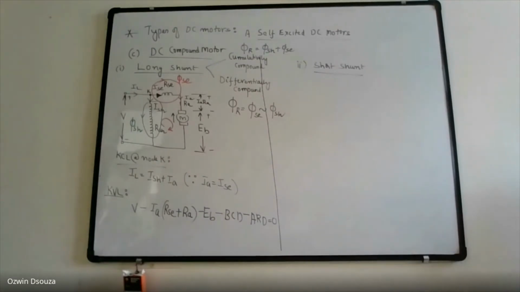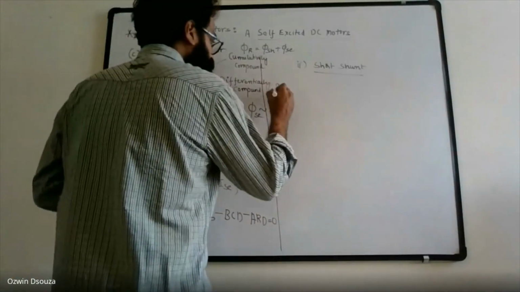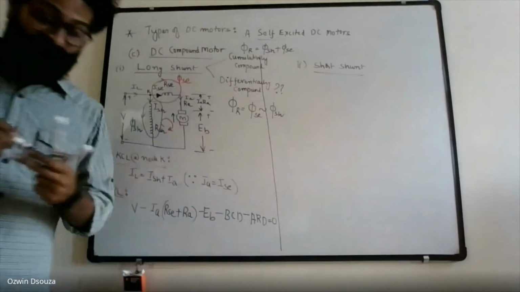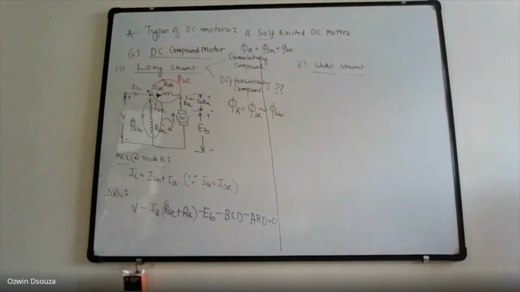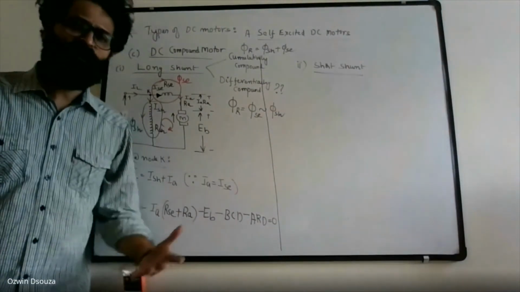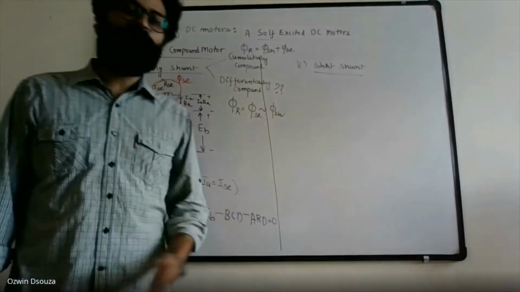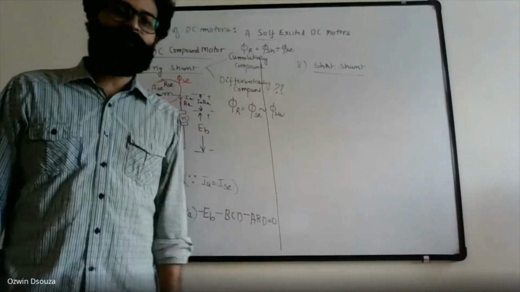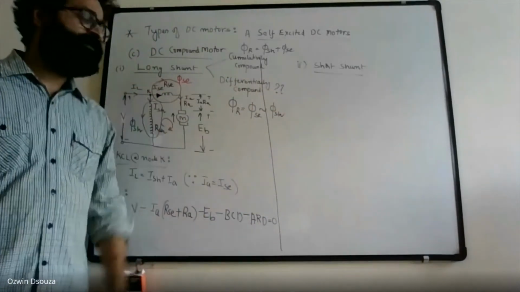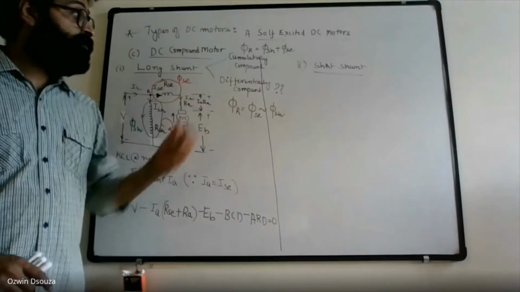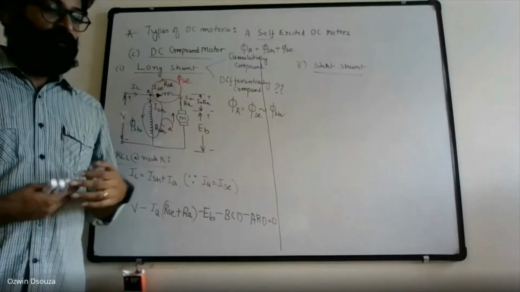Somewhere I mentioned in DC generator, why don't we use differentially compound machines in real time? Do we use them? No. The differentially compound operation is possible only in the lab environment, just to draw the plots, that is speed versus torque, current versus torque, etc. But you cannot use this differentially compound operation in the real world.